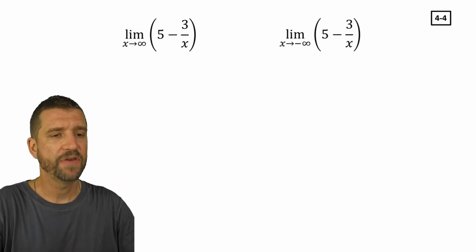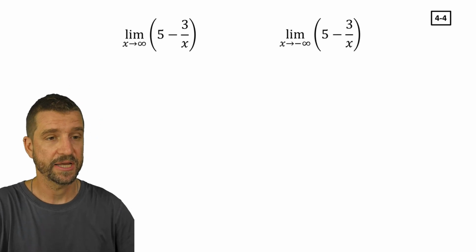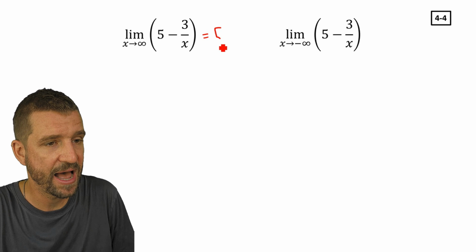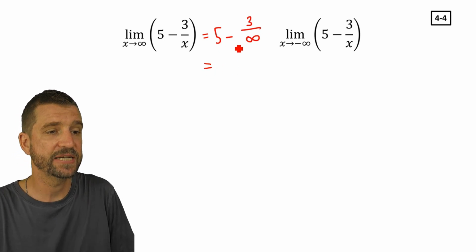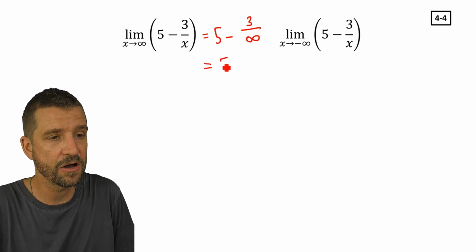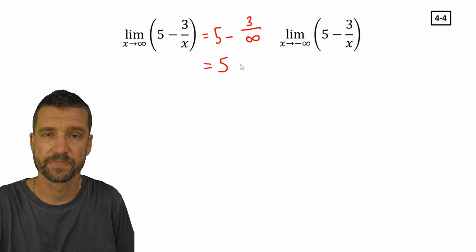All right, so whenever you're evaluating a limit, the first thing you do is plug in. When I plug in infinity, what do I have? I have 5 minus 3 over infinity, right? Well, as I just said, 3 divided by infinity is 0. So 5 minus 0 is just 5. Okay?